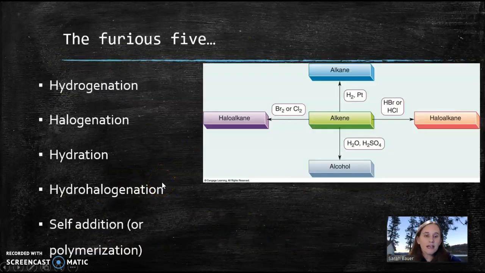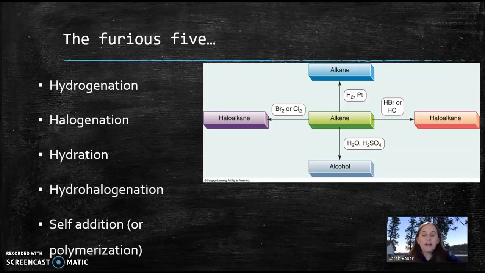So here is a diagram I like from a textbook that looks at them as well, kind of in the same way that we were just talking about. It depends on what you add that changes the type it is and is going to create a different product. This one doesn't include the self addition, but we could add that to the diagram as well. If you add another alkene, your product is a polymer of the alkene, and you get that 5th of the Furious 5.